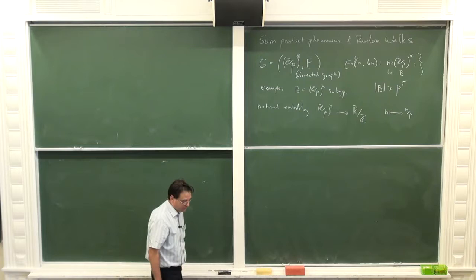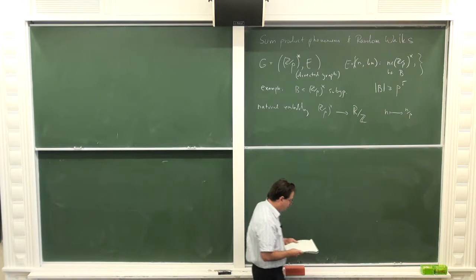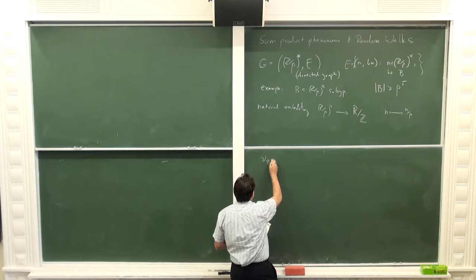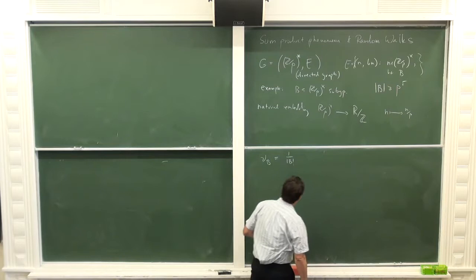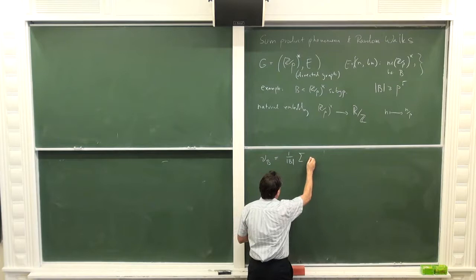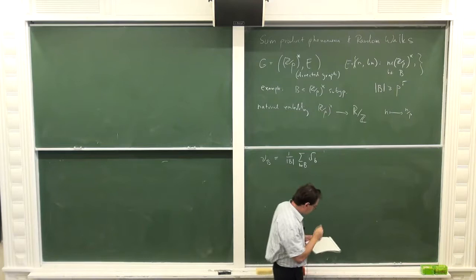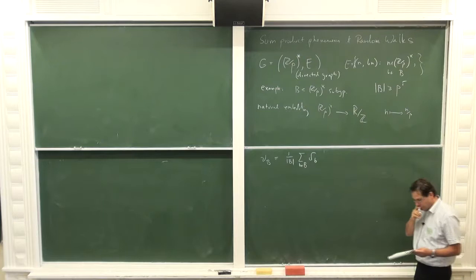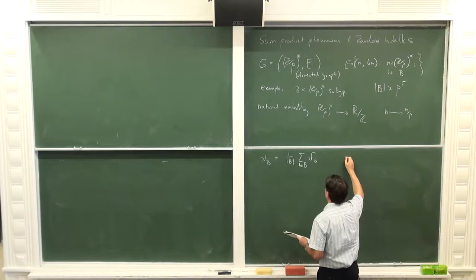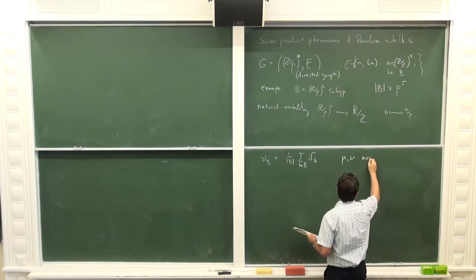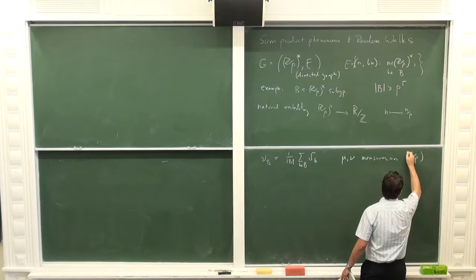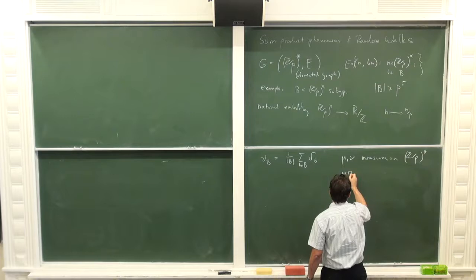And the main theorem I want to present, let me just add one more notation. For any set, not necessarily called B, I will let nu_B be the uniform measure on the set. And if I have two measures, mu and nu, on Z modulo p star, I would let their multiplicative convolution be defined as follows.